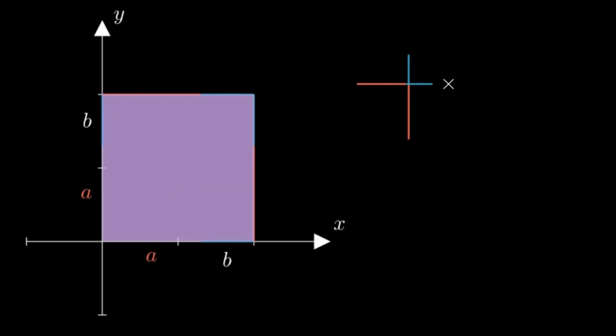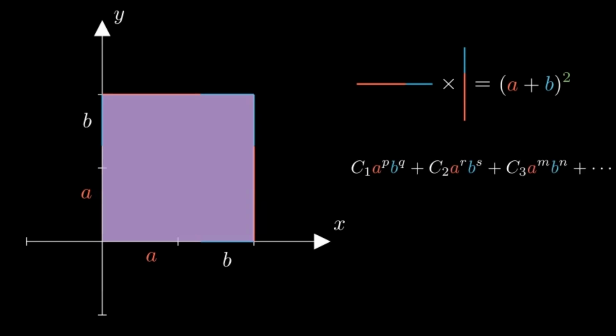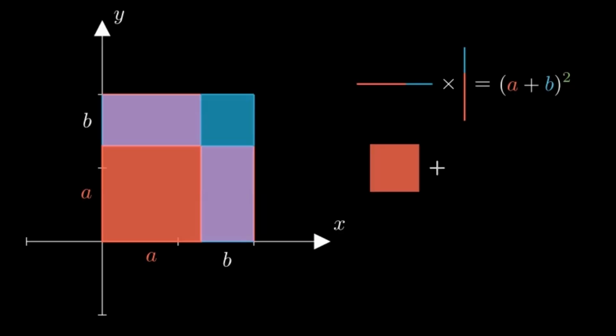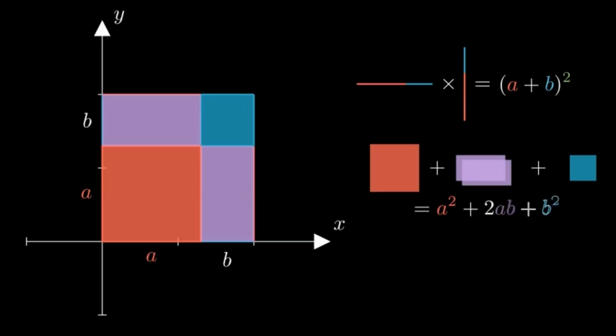One algebraic representation of this area is (a + b) squared. But another way to represent it is as a polynomial, an expression which only contains terms in the form of a raised to some power times b raised to some power. We can get the polynomial by breaking the square up into pieces and then adding up the space each piece occupies. So, the total space occupied can be represented by the polynomial a squared plus 2ab plus b squared.